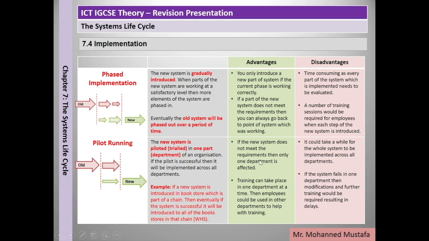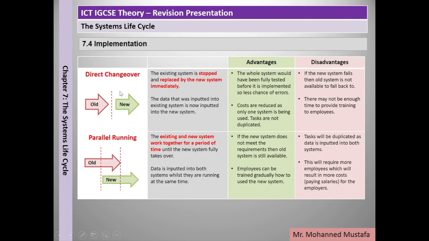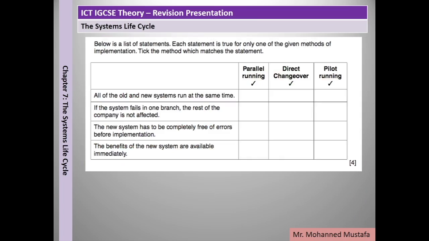That's the advantage, and both of them are less expensive in terms of cost than the parallel, meaning the cost is less and the danger is less. You get it? And more expensive, of course, than the direct one. In the direct one, you are only using the new system. However, it's very dangerous to implement. Are we good so far?